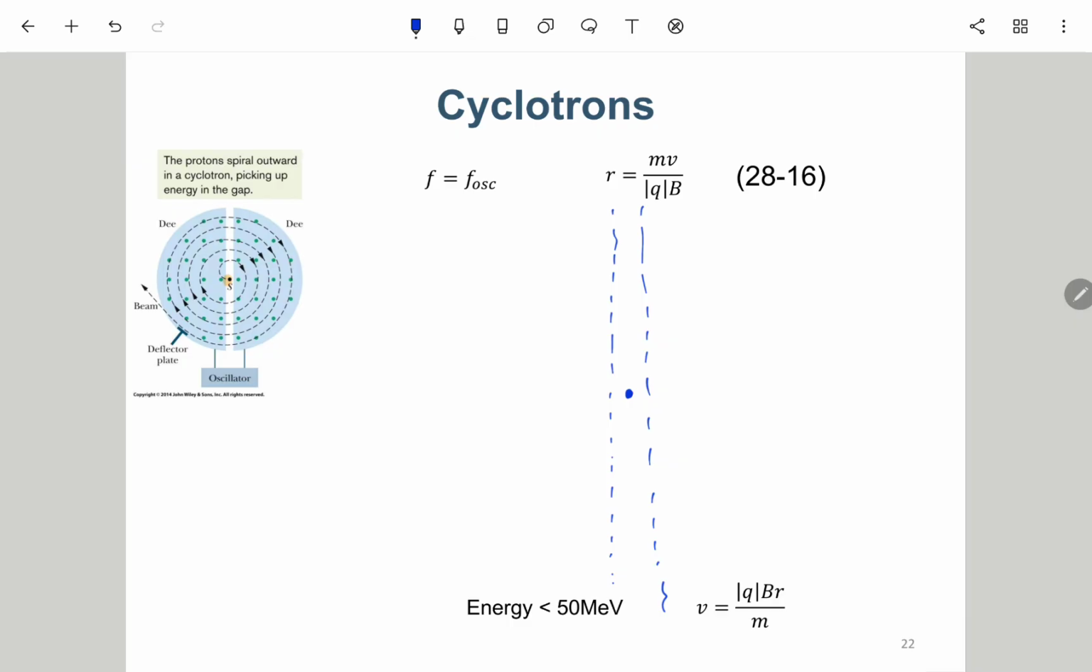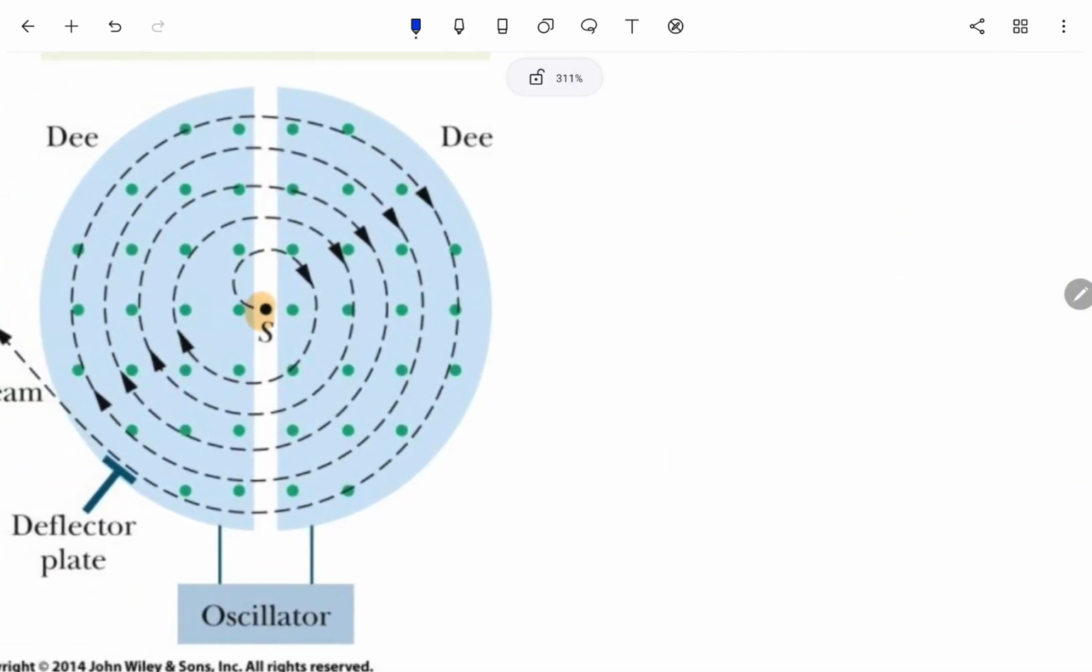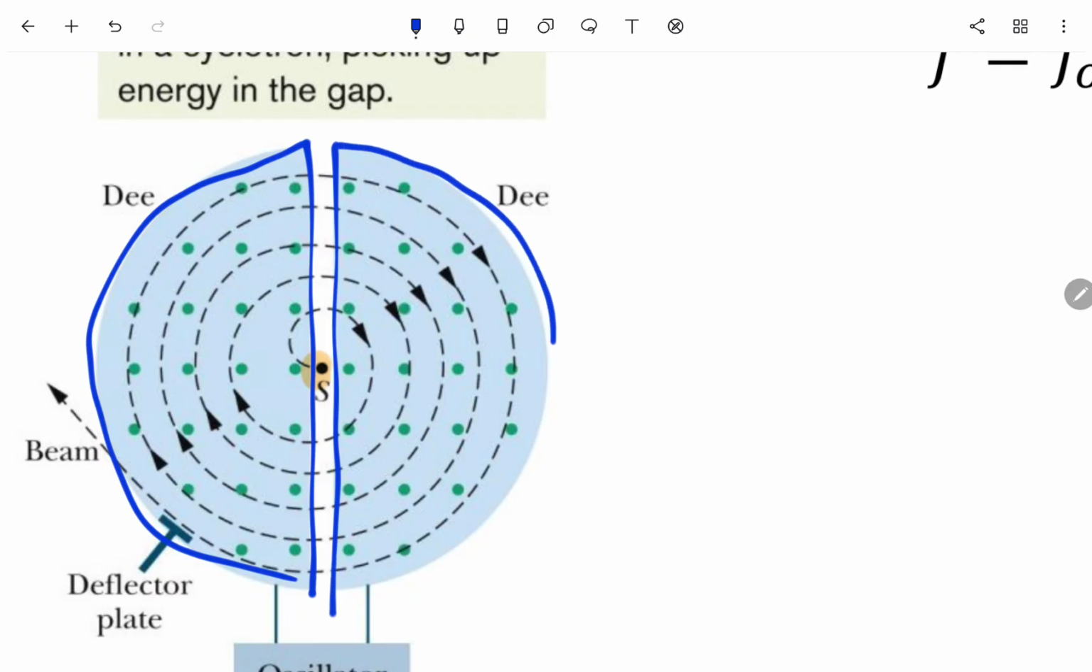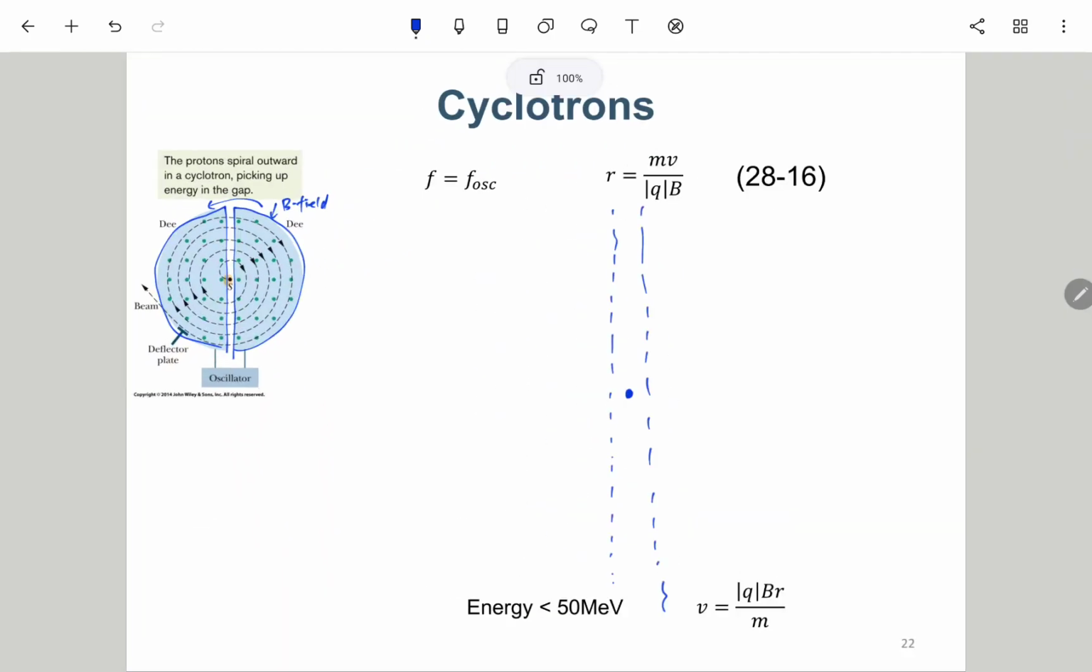There will be a B field in these two D shapes, pointing out of the page, and it is a uniform B field. Which means we have the B field on the left side and on the right side also, but no B field for the gap.